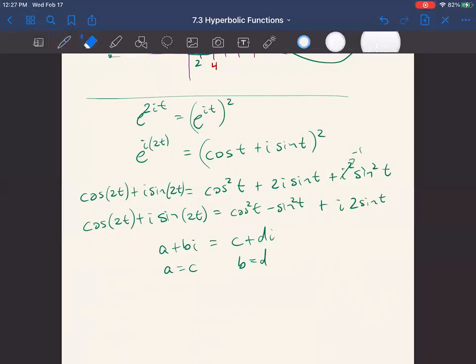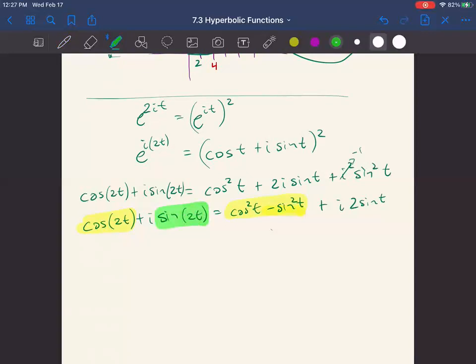All right, so what I can do here is say that cosine of 2t must equal cosine squared t minus sine squared t. The real part has to equal the real part. And the imaginary part, sine of 2t, must equal 2 times the sine of t. Oh, I forgot something. This is 2 sine t cosine t times cosine of t. Sorry, I forgot the cosine, didn't I? No one spoke up on that one. Where were y'all on that one when I foiled it and you all agreed with me?